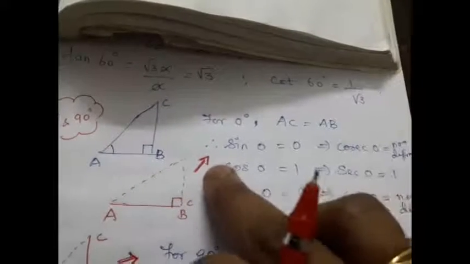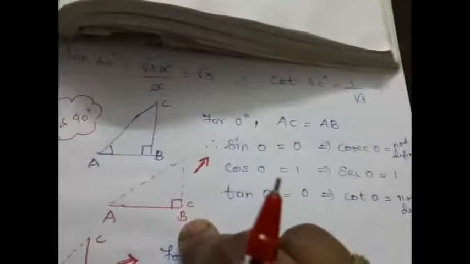See, AB equals AC for 0 degree. Angle A has become 0 now. So AC and AB are the same. Now how will you define your trigonometric ratios? Sine 0. Sine is opposite by hypotenuse, which is the side opposite to angle A. Opposite to angle A is BC, right? So BC divided by your hypotenuse, which is going to be 0.